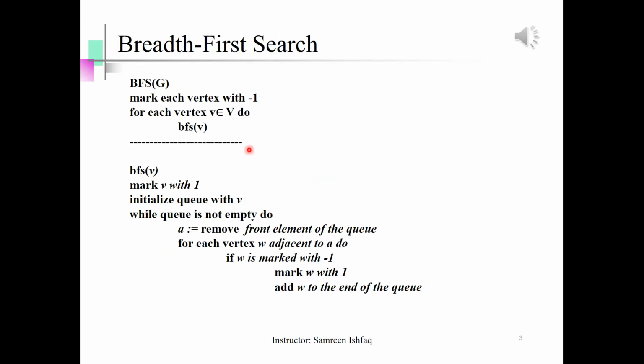Here is the algorithm of BFS traversal. First, we will mark all the vertices with -1 like we did in DFS traversal. Then we will start with some random unvisited vertex v and we will pass v as an argument to the function. Inside the function, we will mark v with 1. This will indicate now v is visited. And after marking vertex v with 1, we will initialize q with vertex v. We will enqueue v and then we will start a loop. And this loop will terminate when q becomes empty.